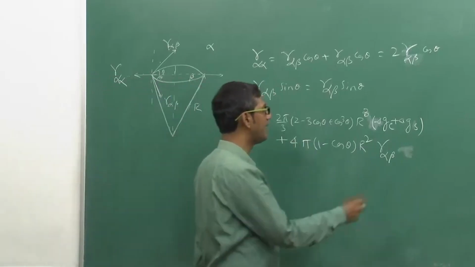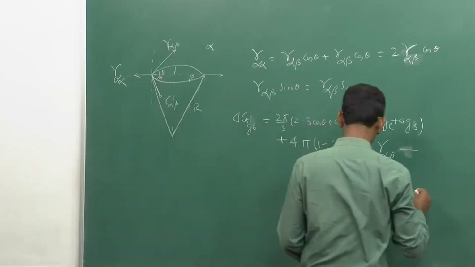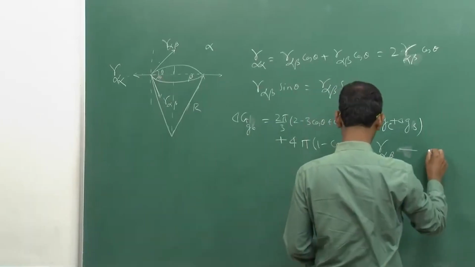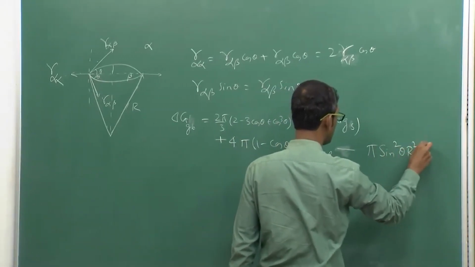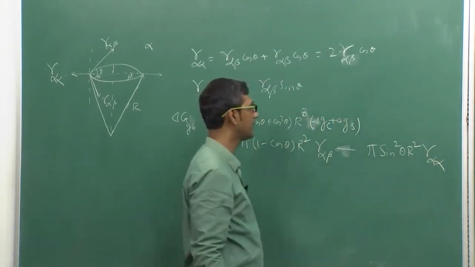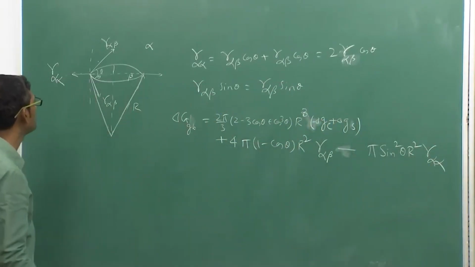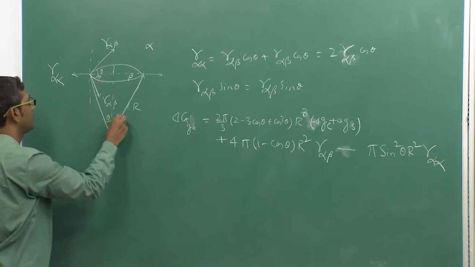So what is the energy gain? The energy gain is because of this boundary which has got completely balanced, that's equal to pi sine square theta r square multiplied by gamma alpha alpha. Okay, that sine square is basically coming because of this angle. These angles are also theta, remember.